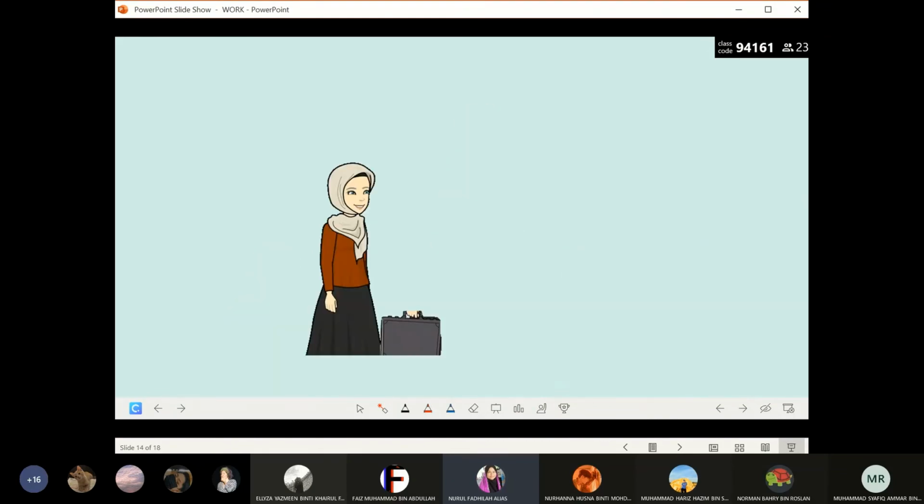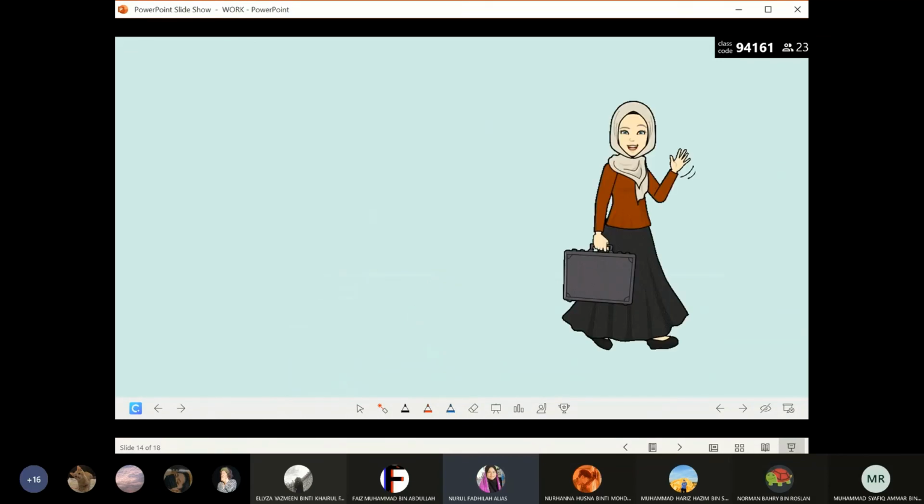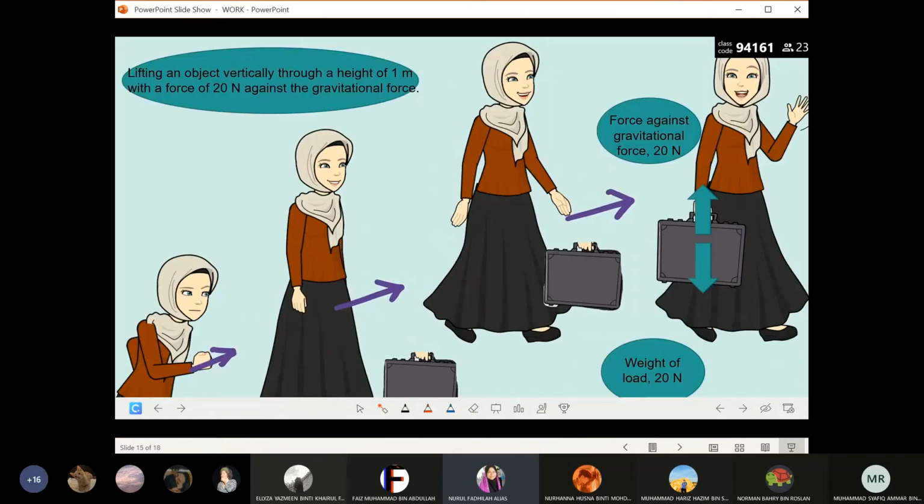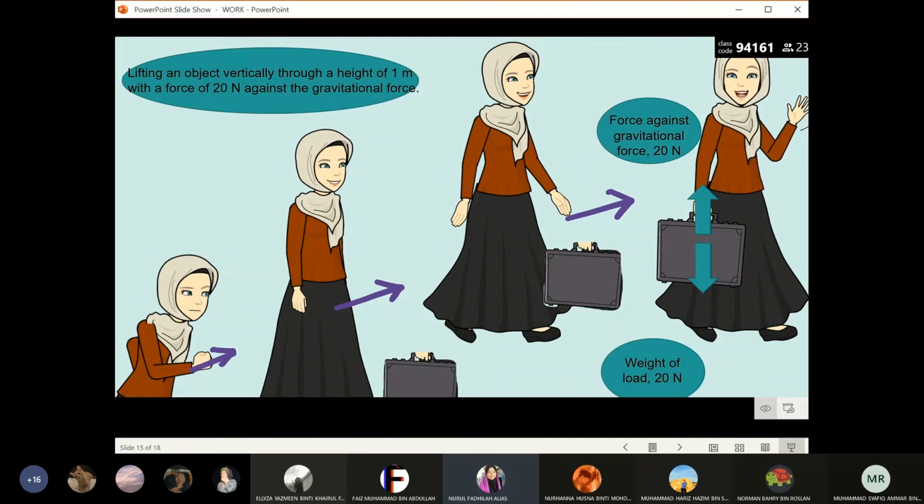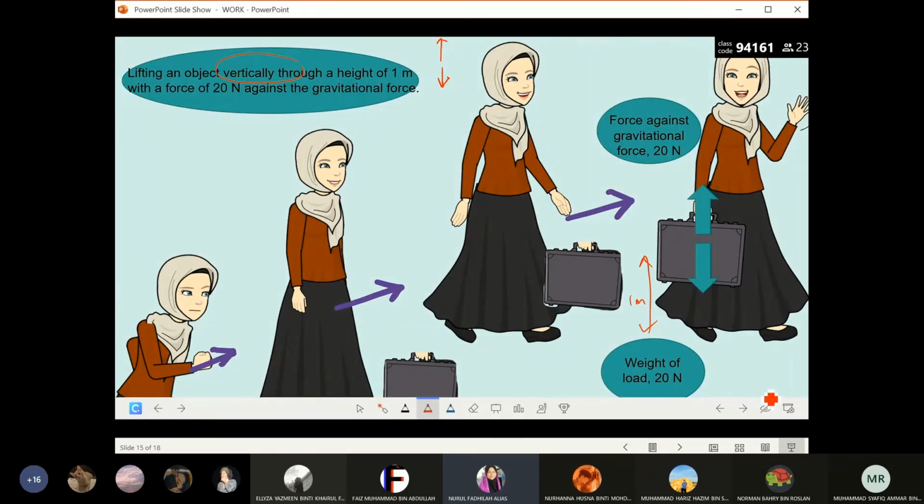Now look at this lady. This lady is taking her briefcase. She is lifting an object vertically. What is vertical, up or down? Through a height of 1 meter. So now she lifts it, this is 1 meter. How much is the force? The force is 20 Newton. So now, can you calculate how much work is being done by this lady?